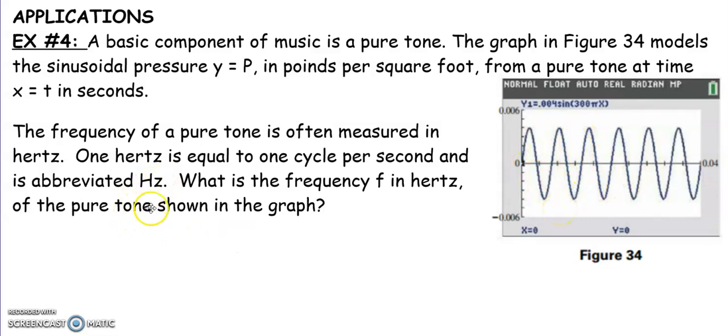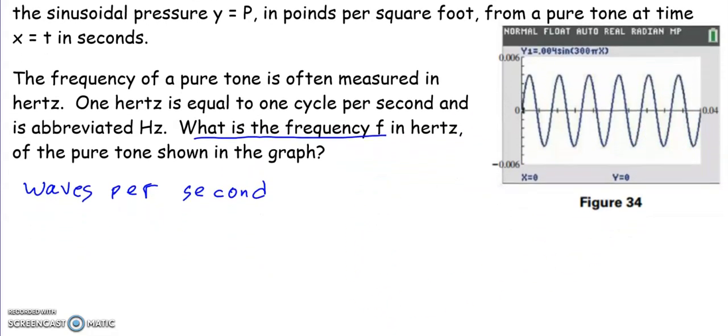Please notice that hertz is abbreviated big H, little z. So what is the frequency f in hertz of the pure tone on the graph? So what does this question want us to find? They want us to find frequency. Frequency is waves per second. That's what frequency is. It's how many waves I am going to make per second.